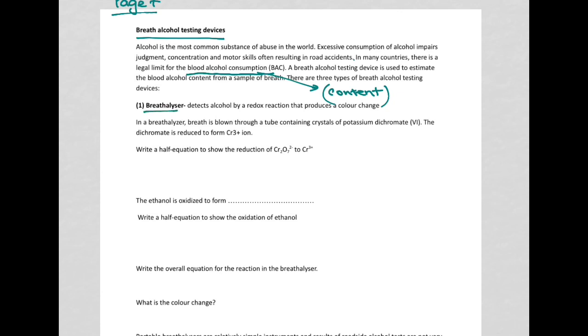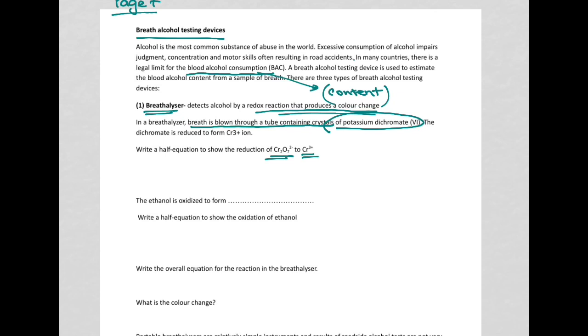So the first one is a breathalyzer that detects alcohol by a redox reaction that produces a color change. So in a breathalyzer, you have the breath that is blown through a tube containing crystals of potassium dichromate(VI). So the dichromate(VI) is reduced to Cr3+.